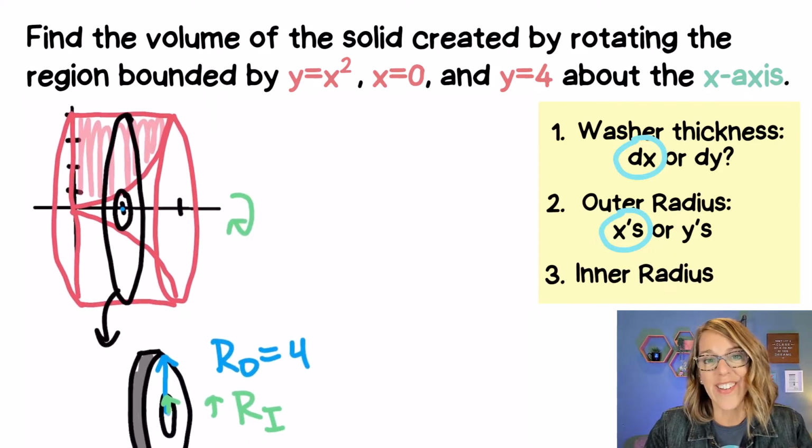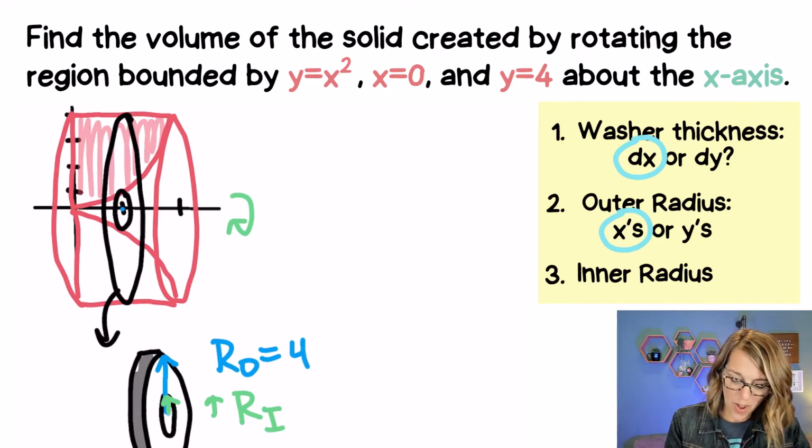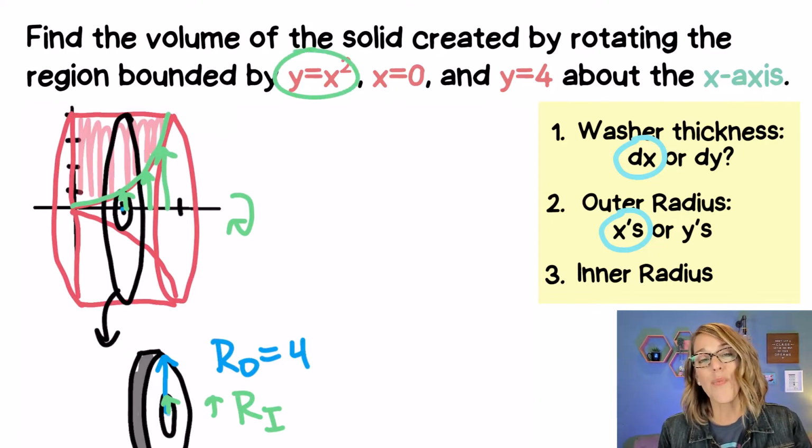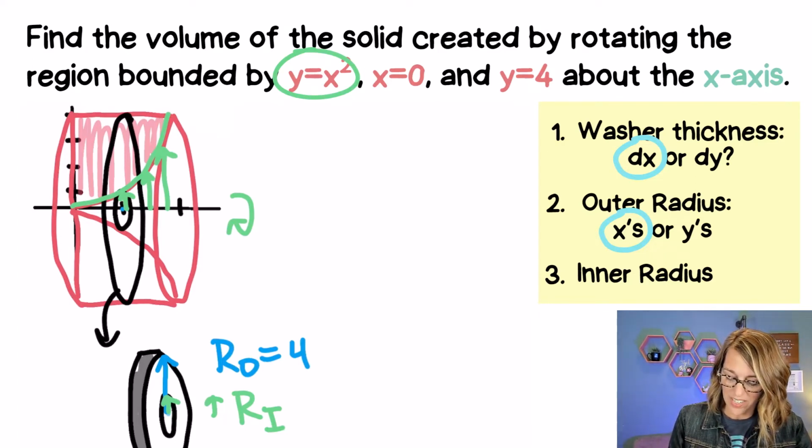Next, let's take a look at that inner radius. The inner radius measures from the axis of revolution to that inner wall. So it's going to be measuring up to the inner wall. I'm going to draw a couple of arrows here so you can see. It's actually measuring up to y is equal to x squared. We know that we wanted it in terms of x, so that is going to be that inner radius. So my inner radius is equal to x squared.